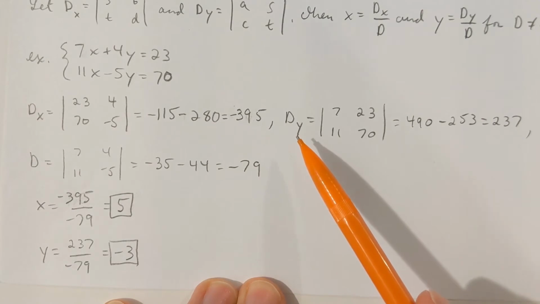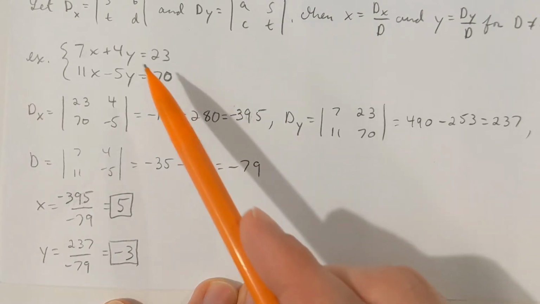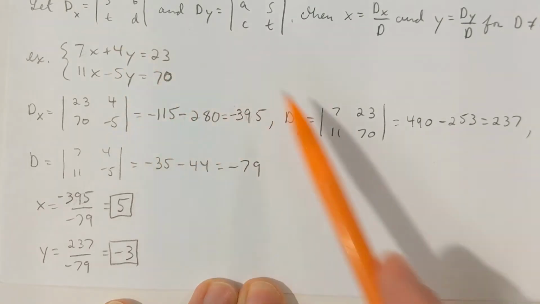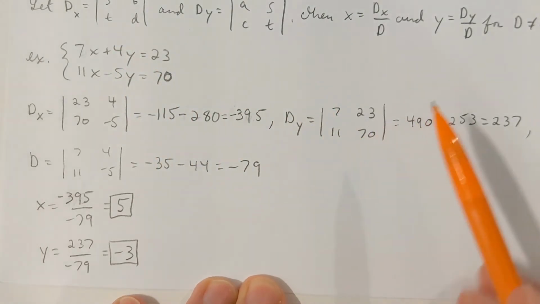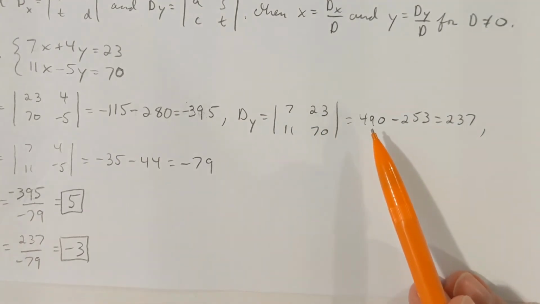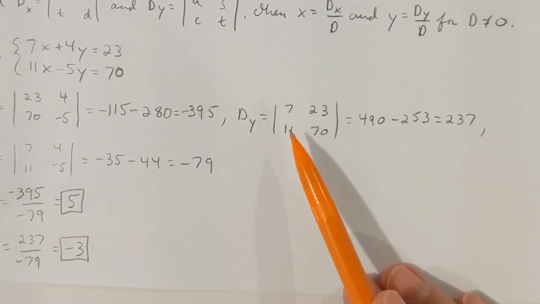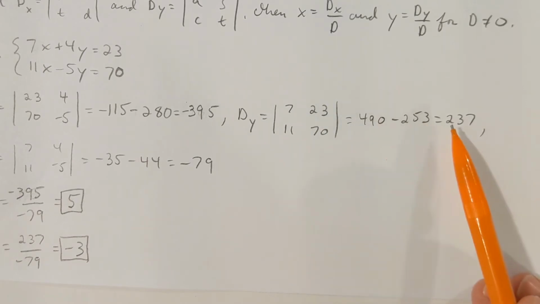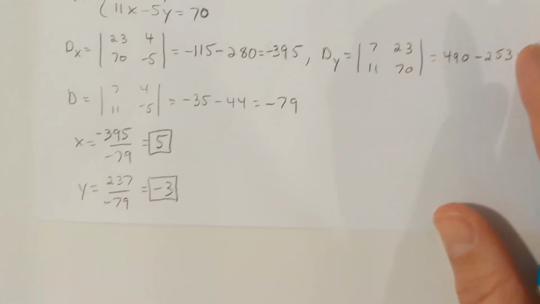D sub y would be the determinant for when you slide the coefficient column over to the y column. And so here's that determinant formed. Cross multiply that. 7 times 70 is 470. And then 11 times 23 is 253. When you subtract, you get 237.